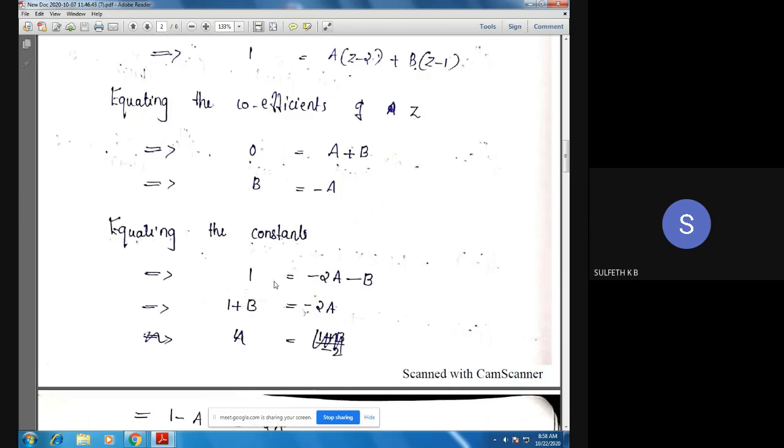Therefore, we can rearrange these terms, or here we can replace B as minus A. Put minus A here, we get minus 2A plus A, which is equal to minus A. So 1 is equal to minus A. There is no need for this step. Here also you can substitute the value of B. Clear?